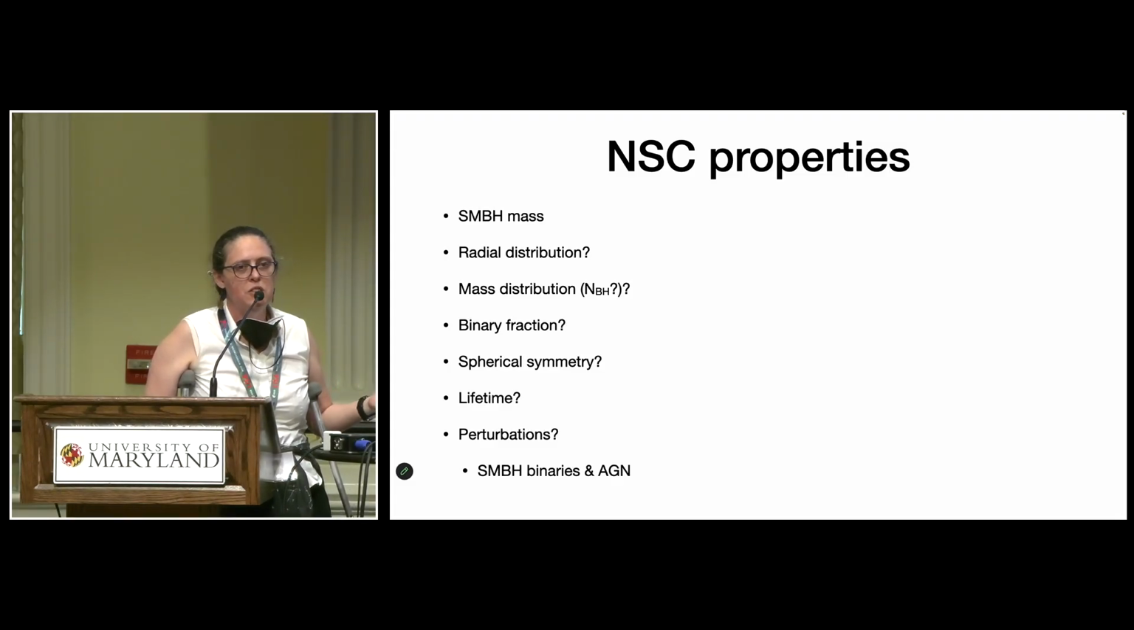And there's two really major perturbations that people have thought about, right? You can make an SMBH binary, which I'm not going to talk about at all, sorry. And you can also drop a gas disk on its head and make it an AGN. And so these are two pretty important perturbations that we know happen.